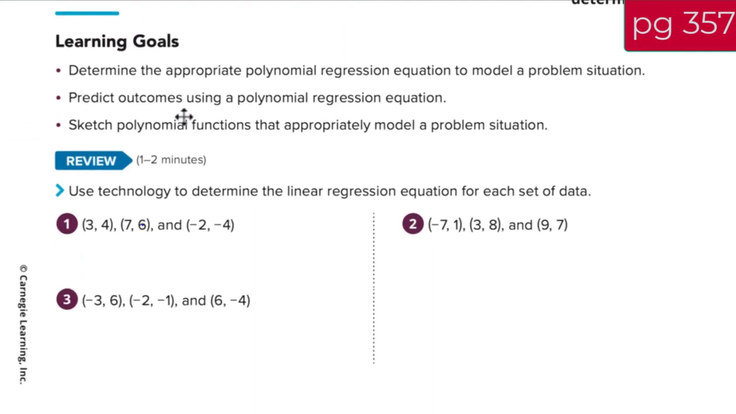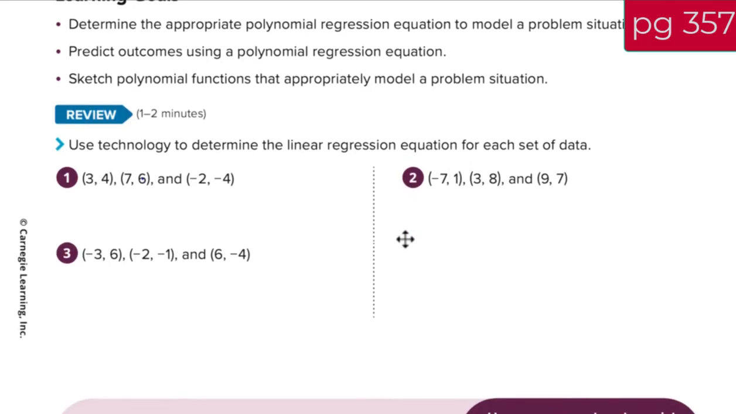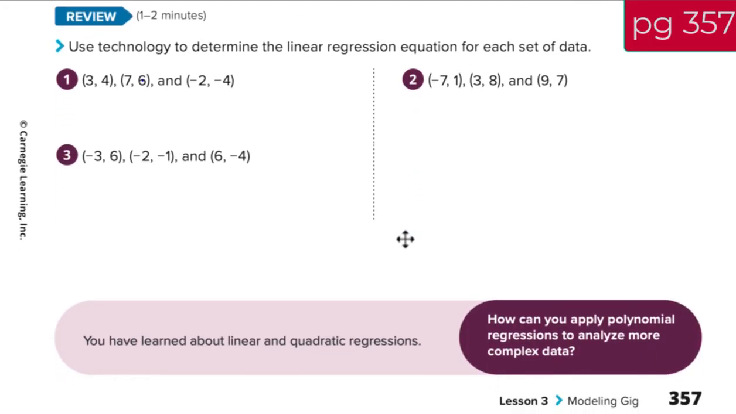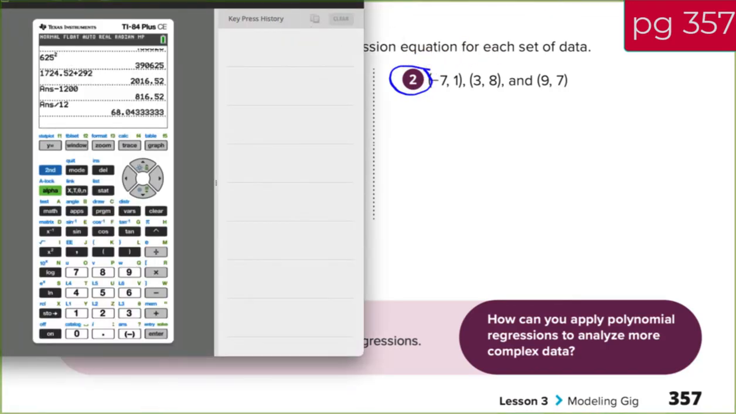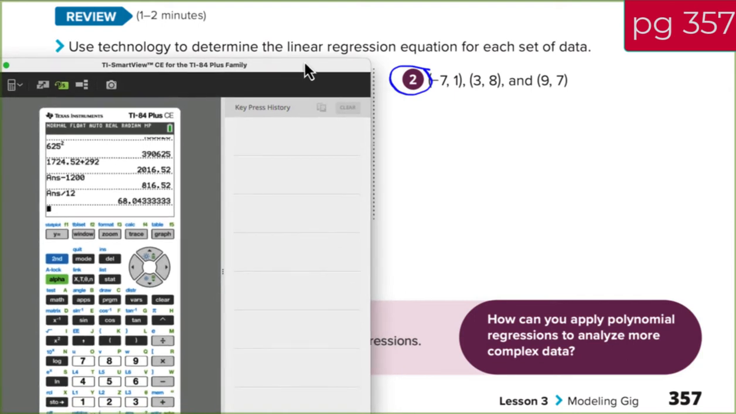So with that being said, I'm going to hop right into warm-up number 2. On page 357, we want to use technology to determine the linear regression equation for each set of data. We're just going to do number 2, and we're going to do it together starting with my fancy calculator. Essentially, this question is asking us to come up with an equation that best represents this data.